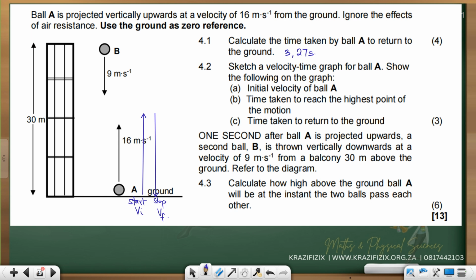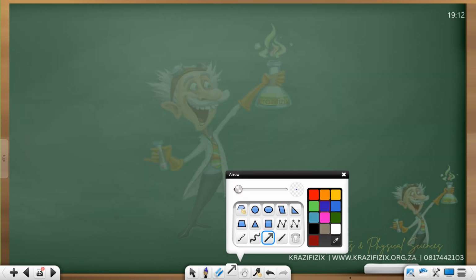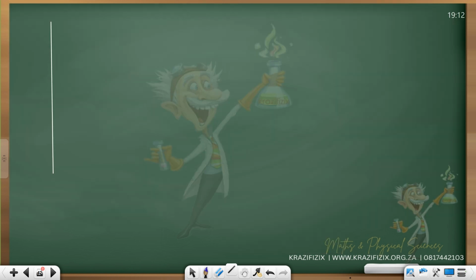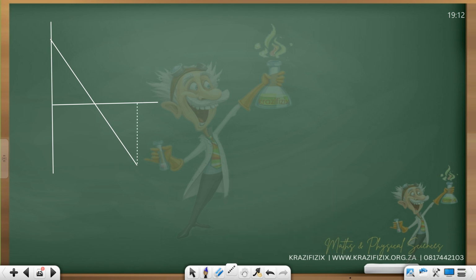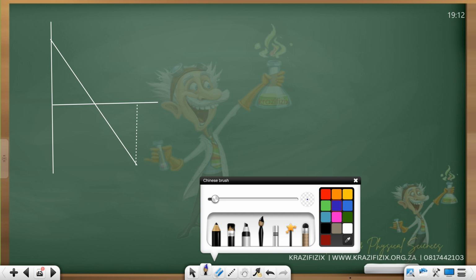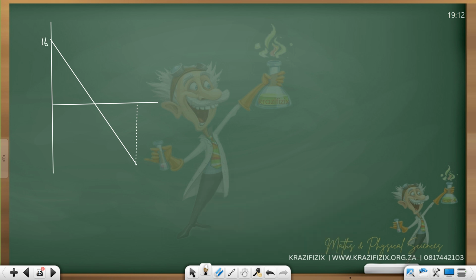We should be done drawing, guys. Okay, all right. What's your graph looking like? Your graph should be looking like this. And let me know if you have this exact graph. What's the initial velocity again? 16, right? Then you have 0, and then you have negative what? 16. What was that time you got again?